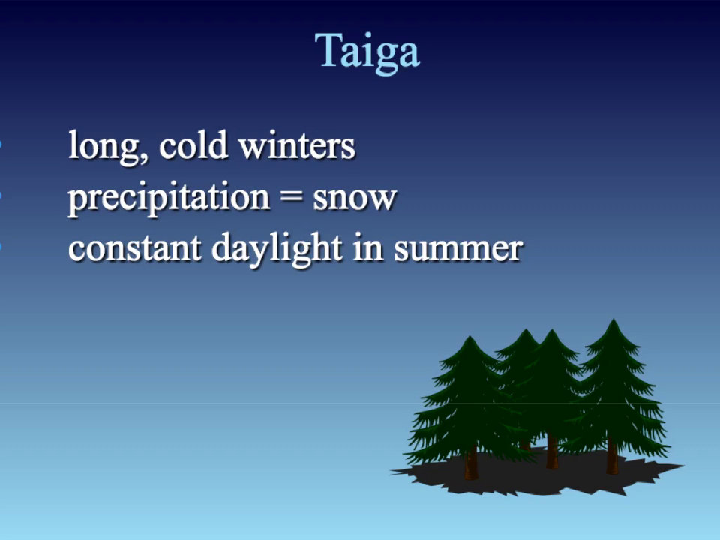The characteristics of taiga, they have long cold winters. The precipitation is mostly in the form of snow. And because they're in such high latitudes, in the summer, they'll have almost constant daylight. So they have a very short growing season, but they get a lot of sun during that time. But then when the winter comes, it's long, cold, and dark.